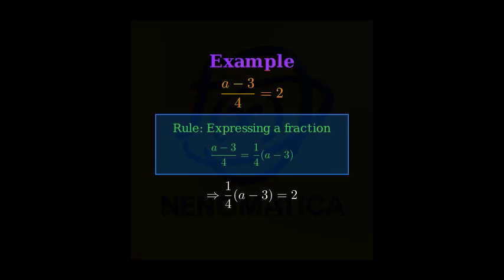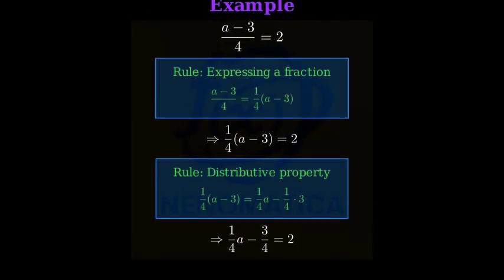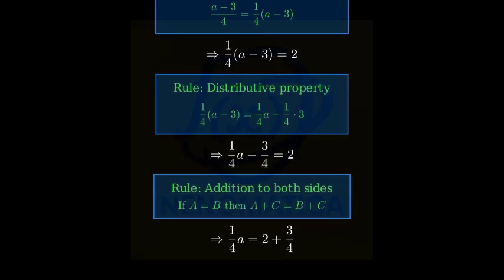Next, let's expand the expression on the left side of the equation. We have 1/4 times a minus 1/4 times 3. This equals 1/4 a minus 3/4 equals 2. Now, let's move the constant term to the right side. We add 3/4 to both sides of the equation. So, we get 1/4 a equals 2 plus 3/4. Let's combine the terms on the right side. 2 plus 3/4 equals 8/4 plus 3/4, which is 11/4.